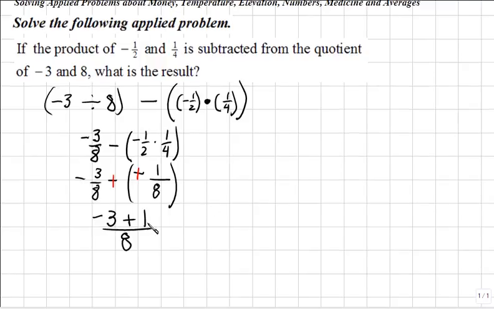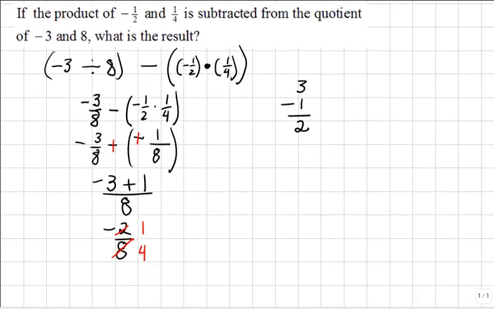To add signed numbers in the numerator, we'll subtract the smaller number from the bigger number and keep the sign of the bigger number. So 3 minus 1 becomes 2. And since negative 3 is larger than positive 1, our result really will be negative 2 divided by 8. Finally, the fraction 2/8 can be reduced by a factor of 2, so 2 divides into 2 once and into 8 4 times. So the result becomes negative 1/4.